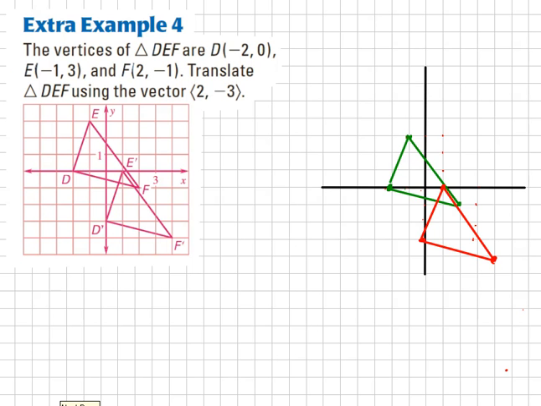So the vertices of triangle DEF are negative 2, 0 for D, negative 1, 3, and 2, negative 1. Translate DEF using the vector 2, negative 3. So they went 2 in the positive direction and negative 3 down. They used that as the vector to translate it, and they can do that for D, E, and F. They did 2 in the positive direction and negative 3 down, using that vector to translate. Another way to do translations.